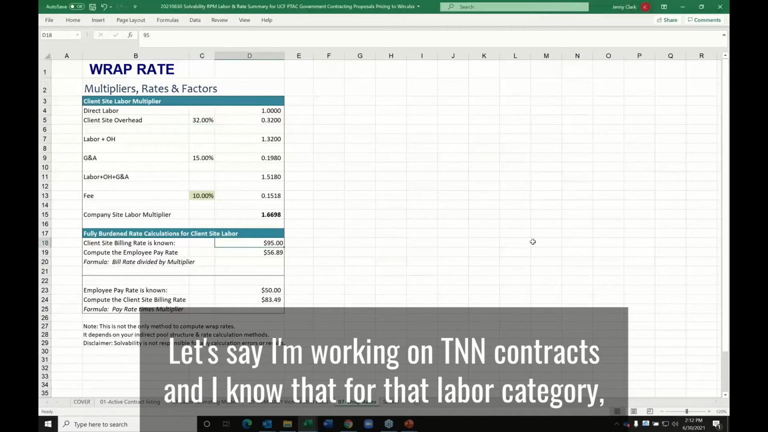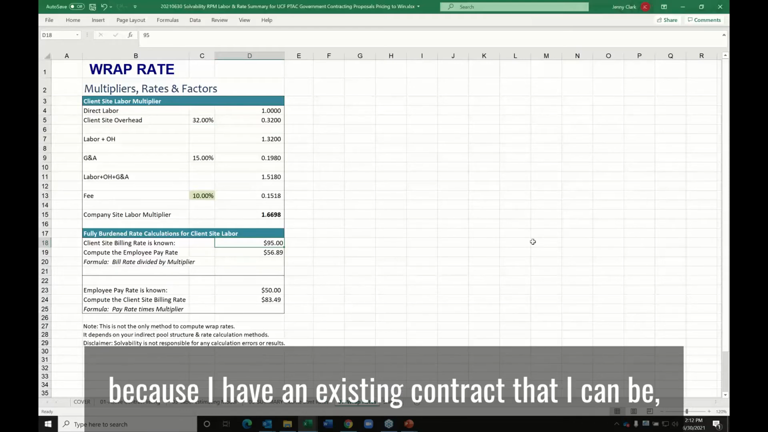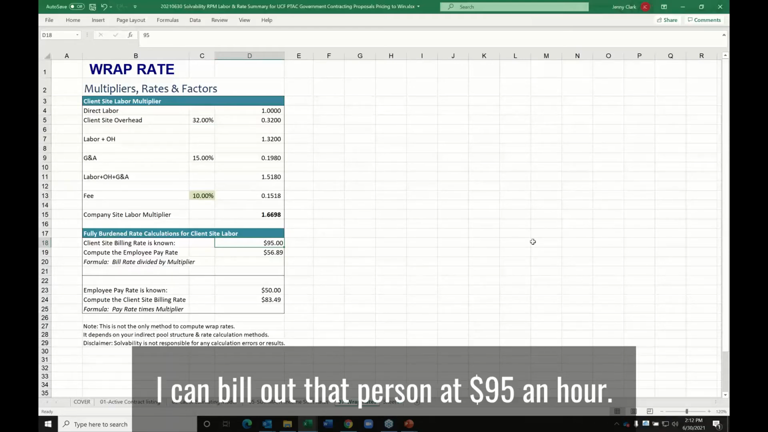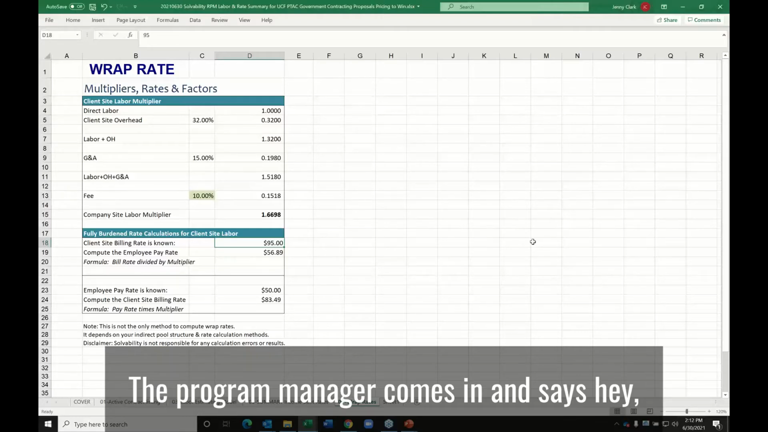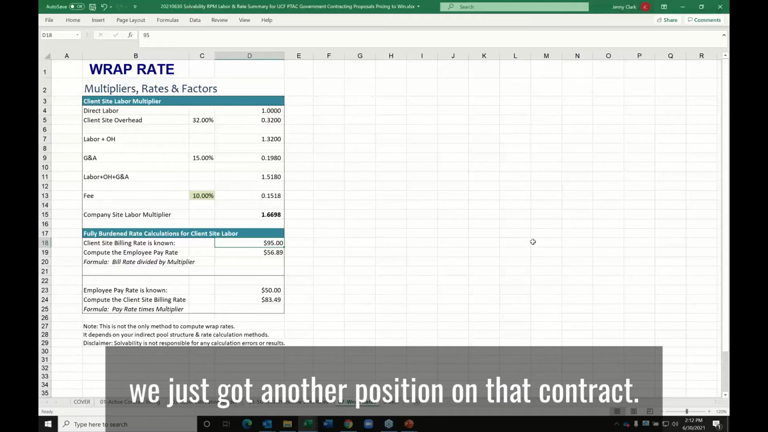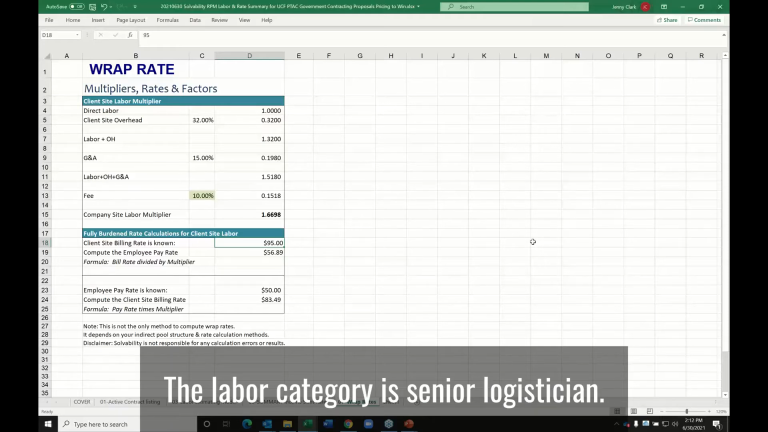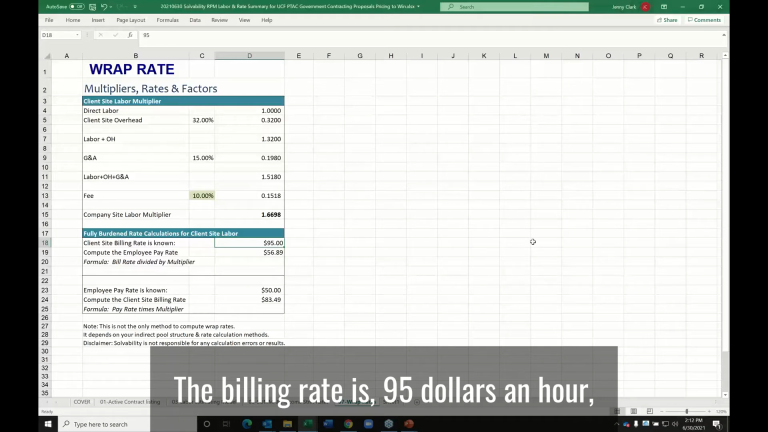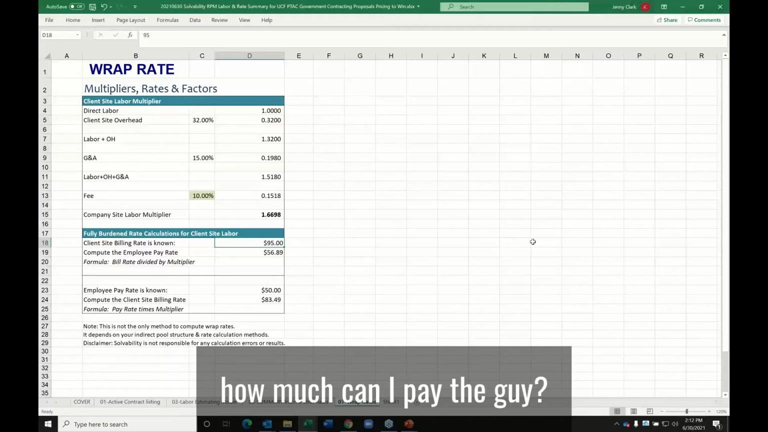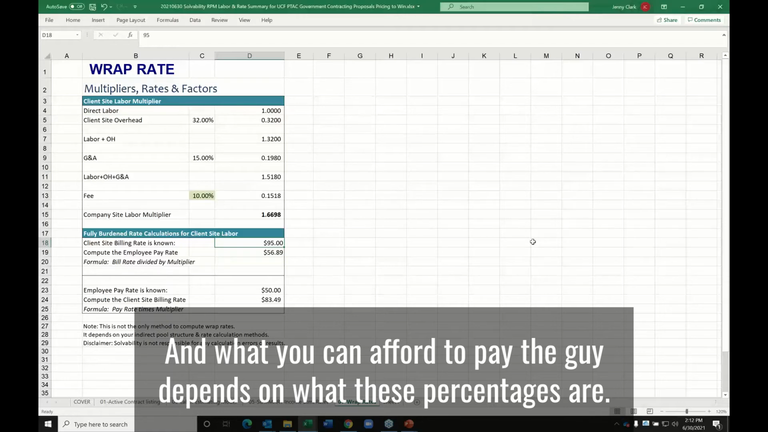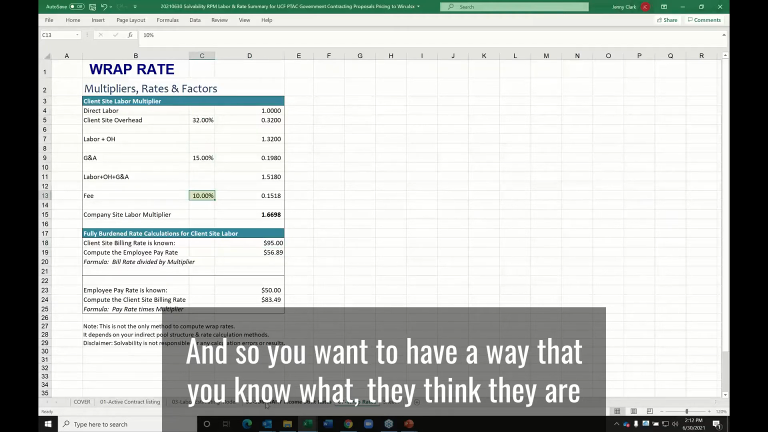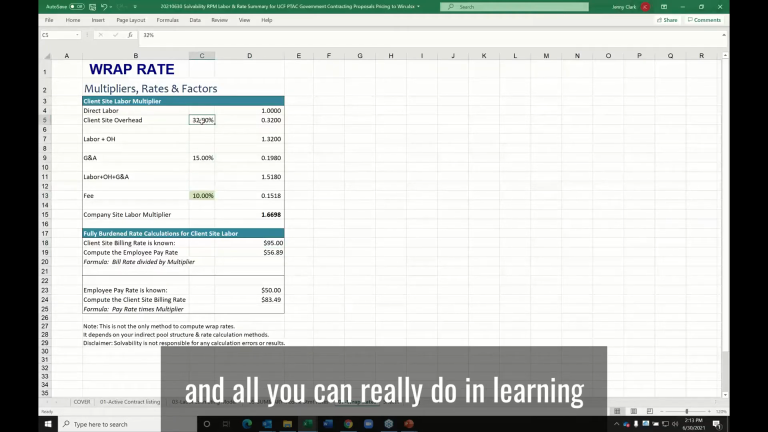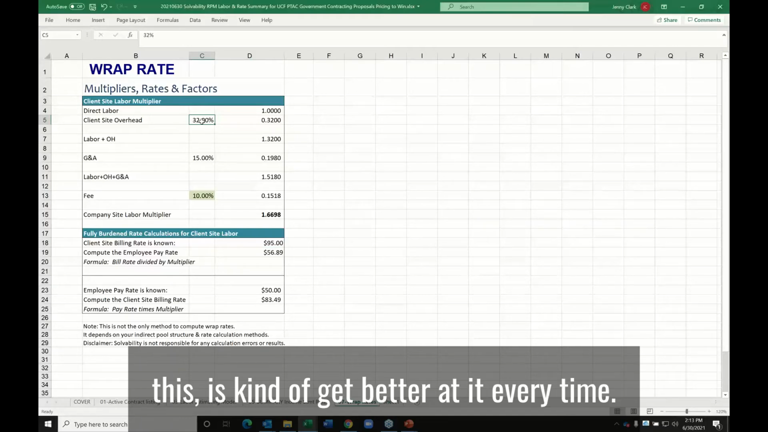Down here at the bottom, let's say I'm working on T&M contracts, and I know that for that labor category, because I have an existing contract, that I can bill out that person at $95 an hour. The program manager comes in and says, hey, we just got another position on that contract. The labor category is senior logistician. The billing rate is $95 an hour. How much can I pay the guy? And what you can afford to pay the guy depends on what these percentages are. And so you want to have a way that you know what they think they are. And all you can really do in learning this is kind of get better at it every time.